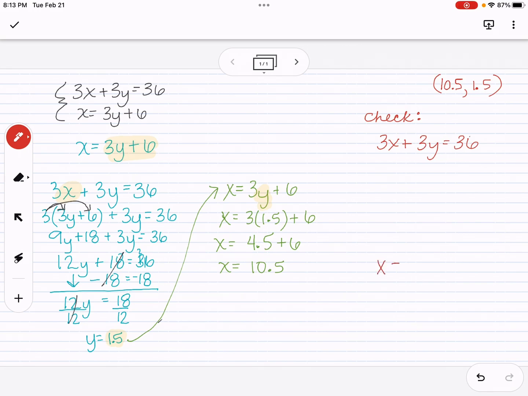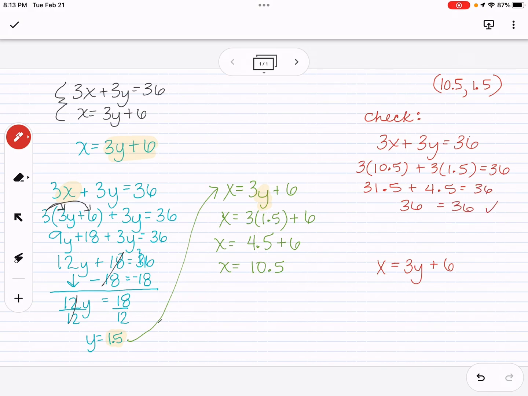I'm going to leave space between them. And in both equations, we can plug in both the x and the y value. Three times 10.5 is 31.5. And 3 times 1.5 is 4.5. And if we add those together, we get 36, which is what we wanted.